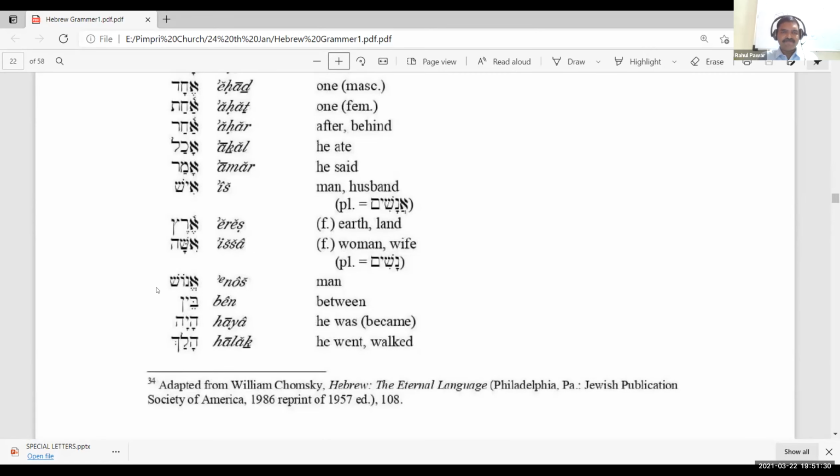Then Amar. Amar means he said. Then Ish. Ish means man, husband, man or husband. And the plural of Ish is Anashim. Repeat after me. Anashim. For example, Ish means man and Anashim means men, M-E-N, plural.